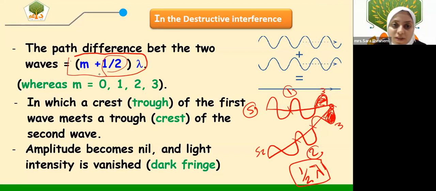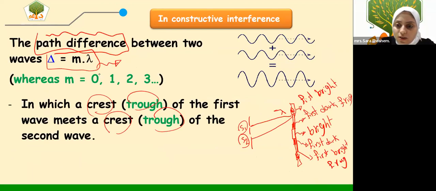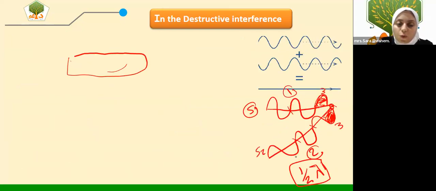So the path difference to the first dark fringe, look in our figure, that's the first dark. So the path difference to the first dark is half, and to the second dark 1.5.